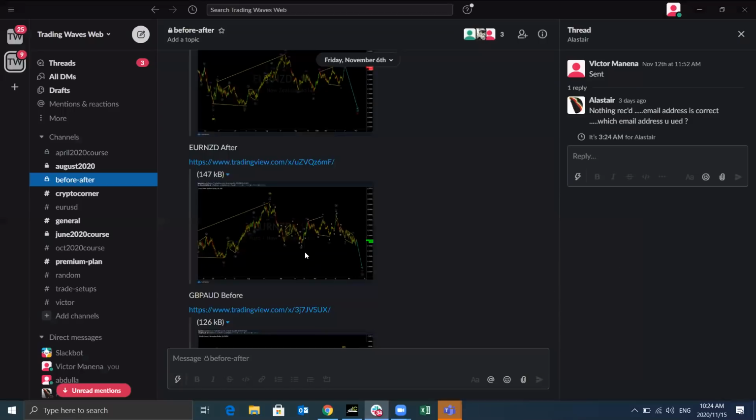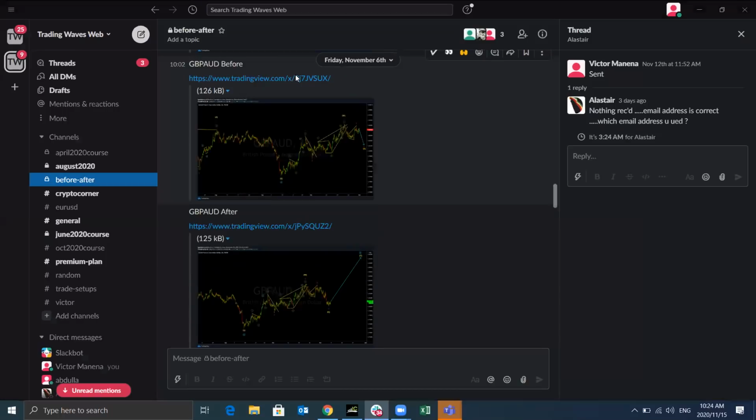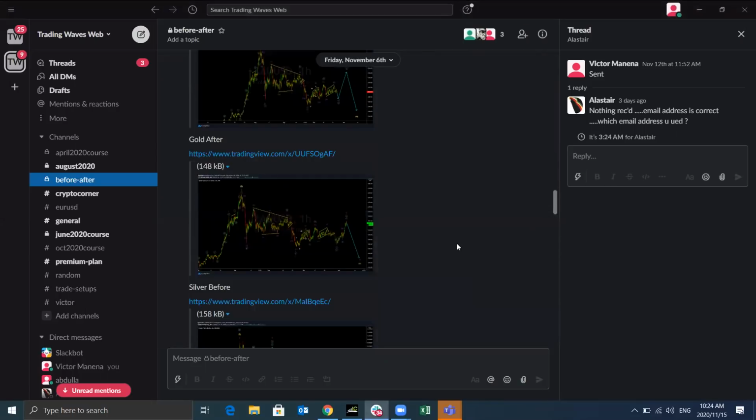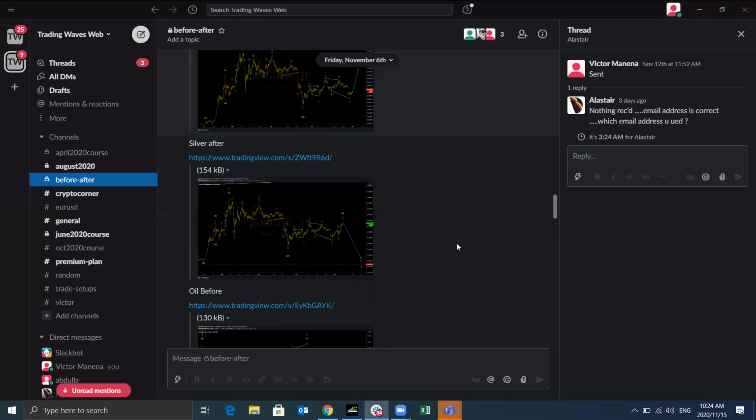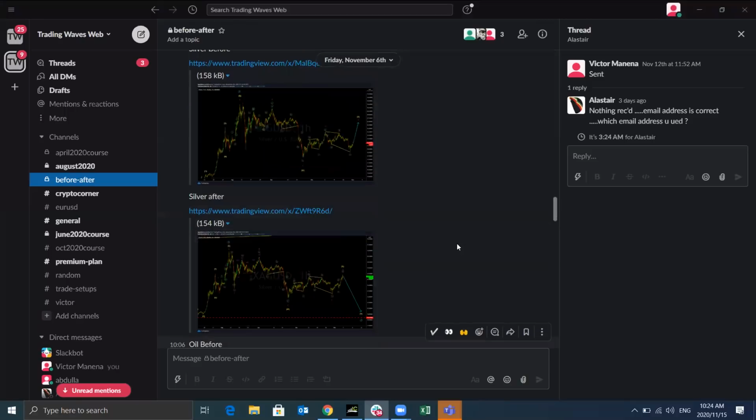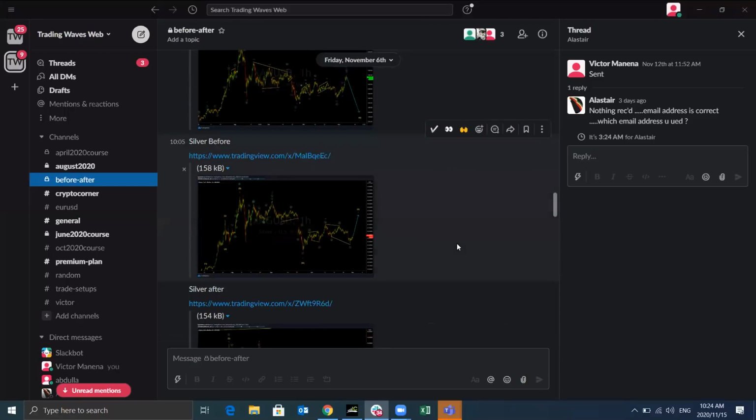Now this is Pound Audi. So Pound Audi, I'm not even going to look at this one. This is last week when we were looking for this corrective structure. Now we're looking for upside here. I want to look at the gold chart now. That is going to explain the relationship between fundamental analysis and Elliott Wave theory. So let's have a look at this one.